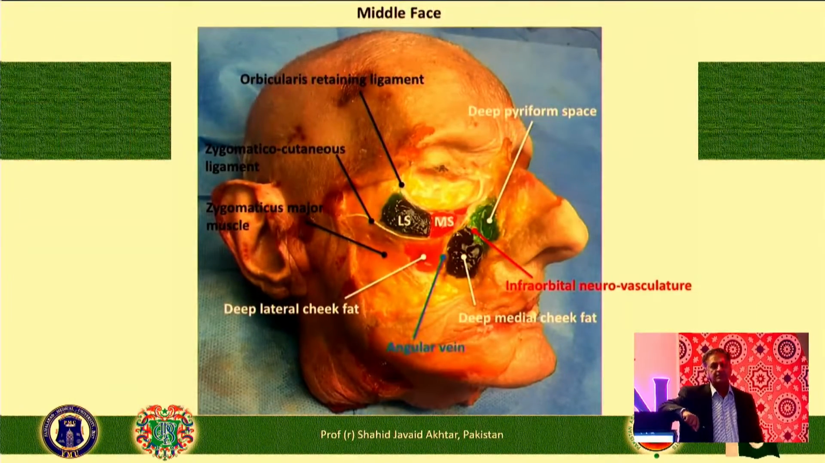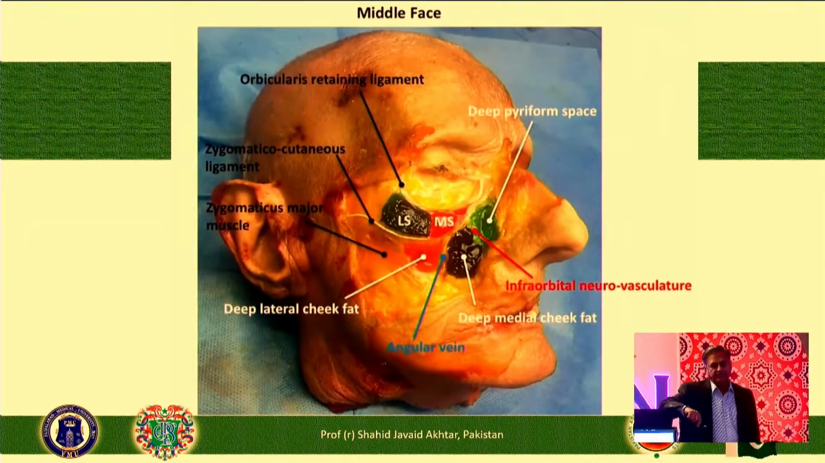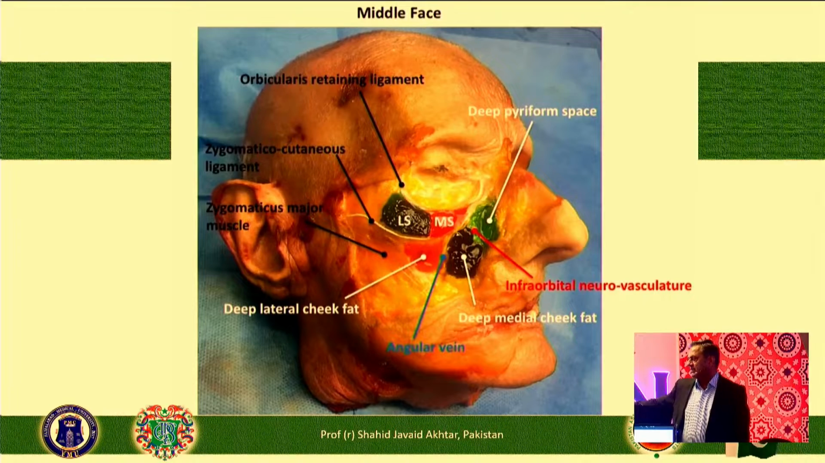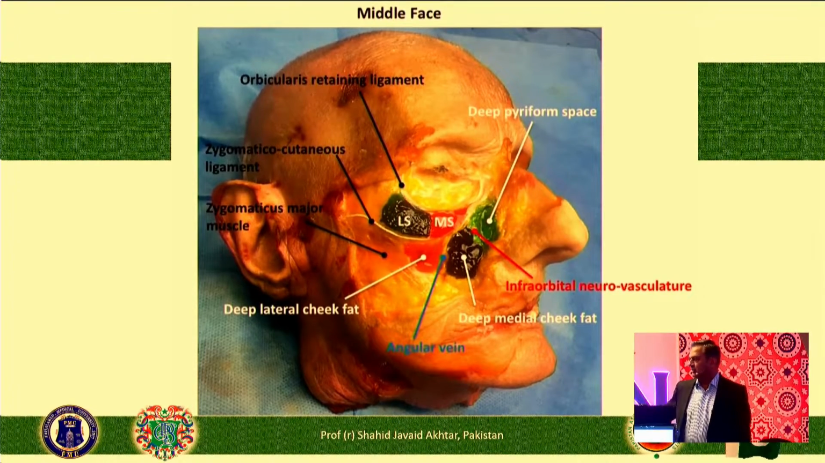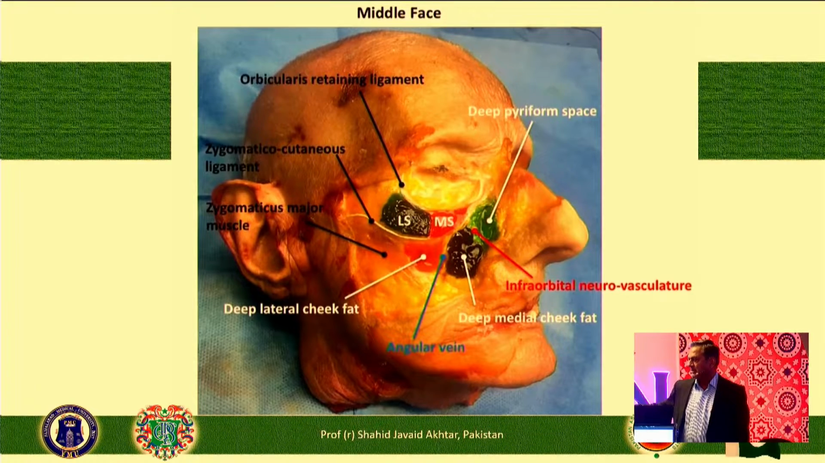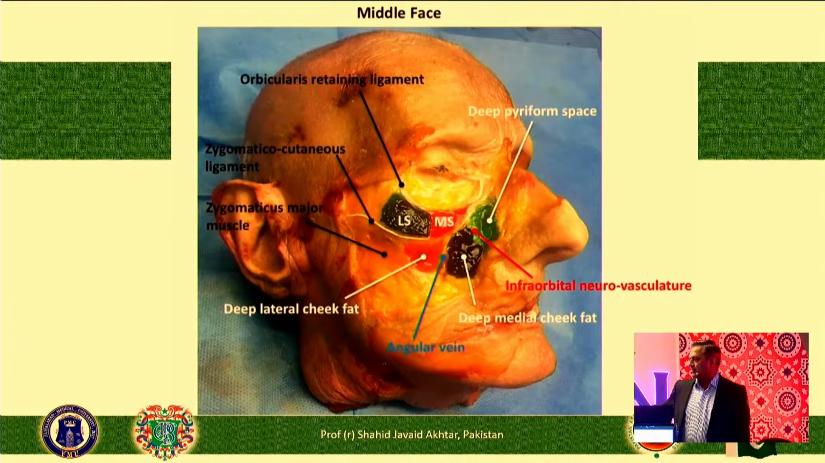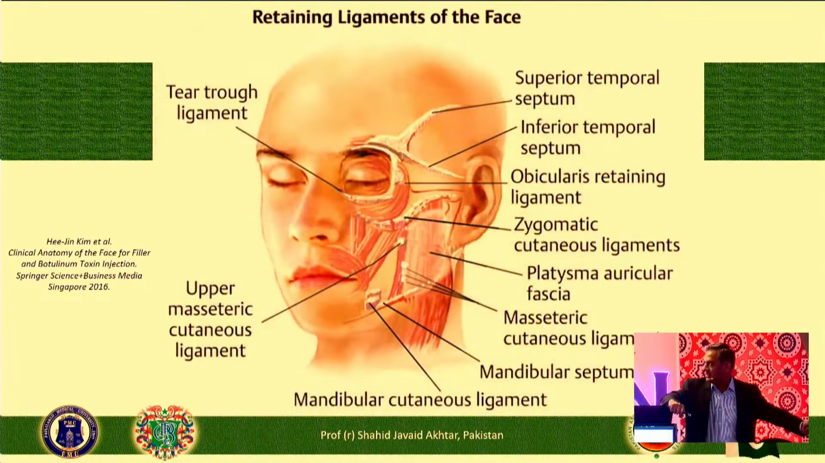And these are the various deep fat compartments, and these are bounded on each side. So whenever you inject a specific area, the injected material remains confined to these particular sites. So we have the deep piriform space, then the deep medial cheek fat pad, the medial SOOF and lateral SOOF, and these are the areas which we commonly inject.